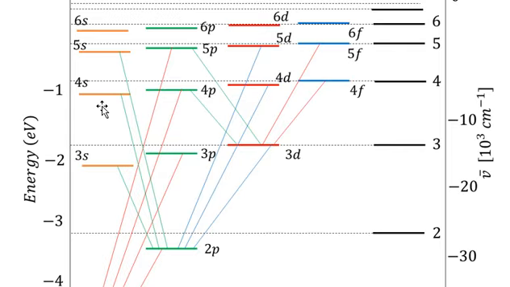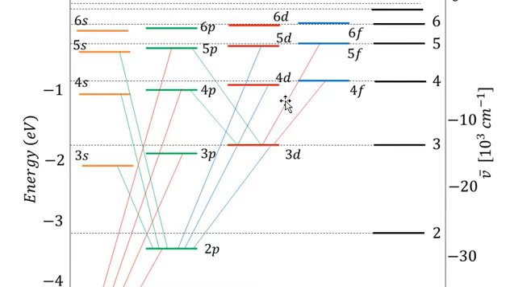Similarly, for the principal quantum number 4, there should be 4 states: 4s state, 4p state, 4d state, 4f state. With the 4s state, we have orbital quantum number L is equal to 0. With the 4p state, L is equal to 1. With the 4d state, L is equal to 2. And with the 4f state, L is equal to 3. I have also drawn the energy levels corresponding to the principal quantum number for the hydrogen atom on the right hand side for comparison of energies.